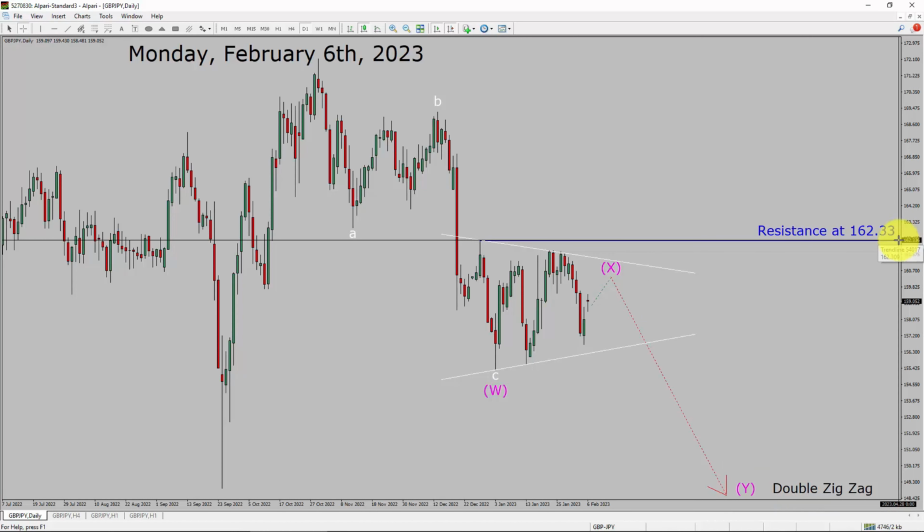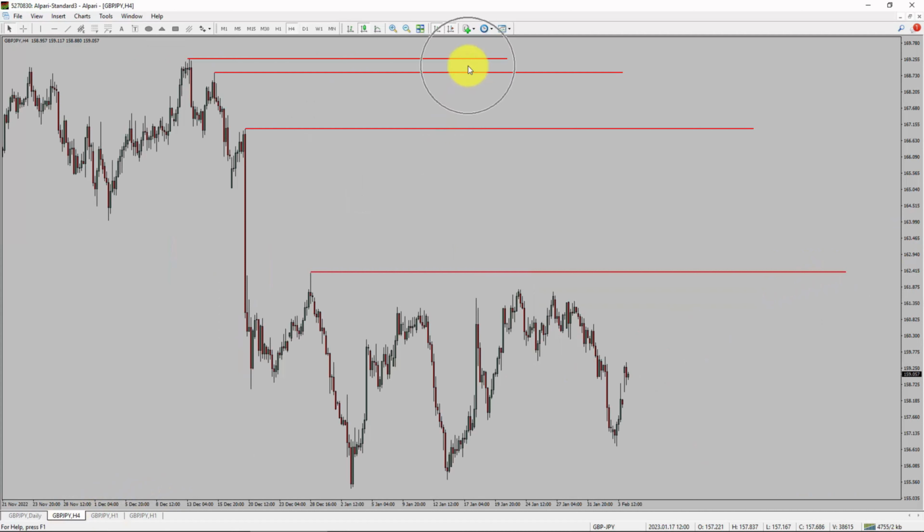A decisive bullish breakout above 162.33 resistance area is going to end a downtrend in daily chart of GBPJPY currency pair. Next, let us take a look at 4-hour time frame. Price action is printing lower swing highs and lower swing lows. To me, GBPJPY pair trend looks down in 4-hour time frame.